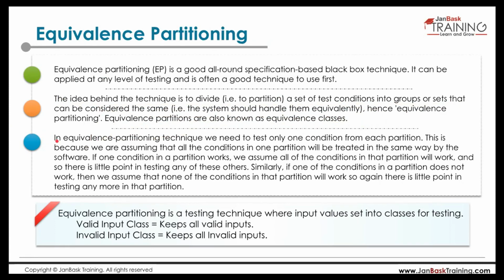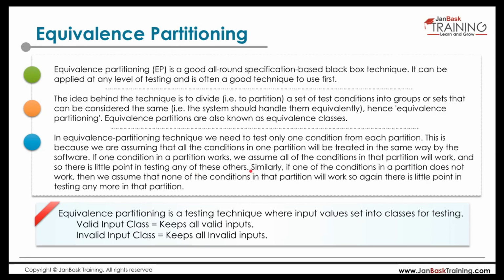In the third point, it says that in the equivalence class partitioning technique, we need to test only one condition from each partition. This is because we are assuming that all the conditions in one partition will be treated in the same way by the software. I hope this is clear. If one condition in a partition works, we assume all of the conditions in that partition will work, and so there is little point in testing any of the others.